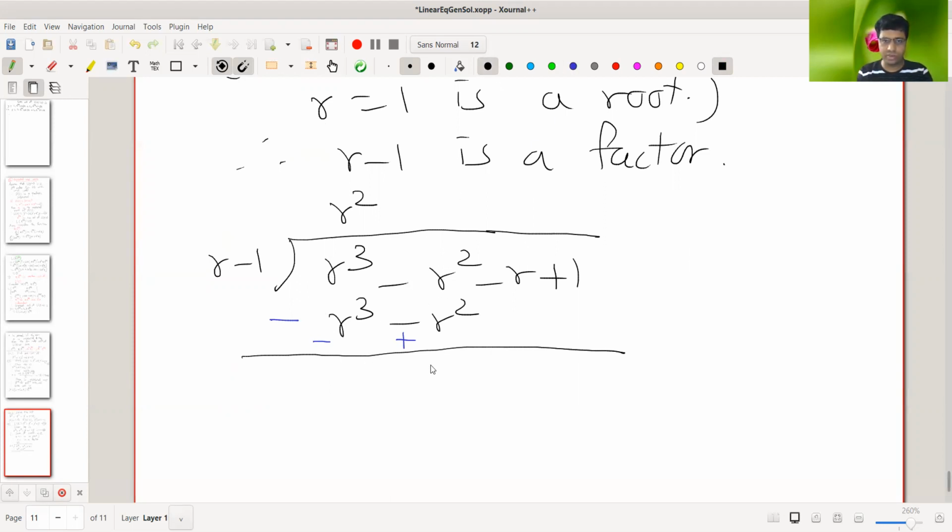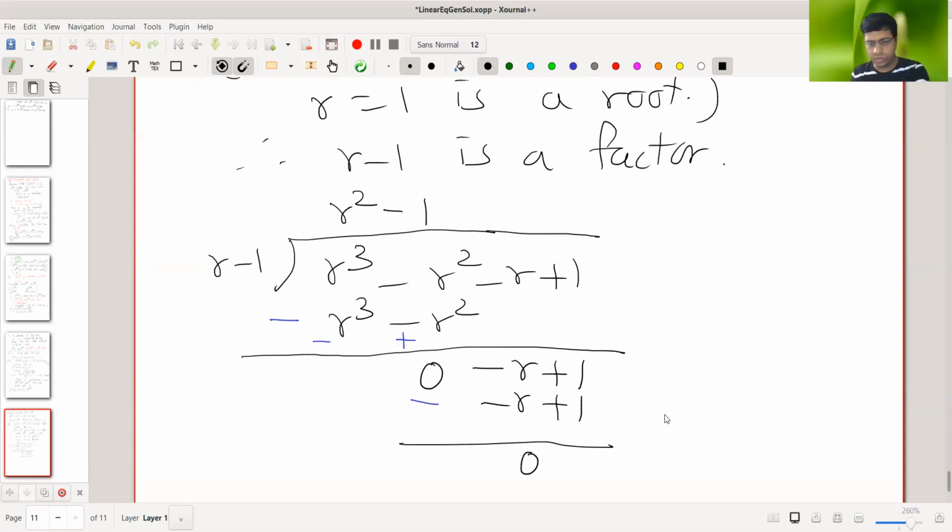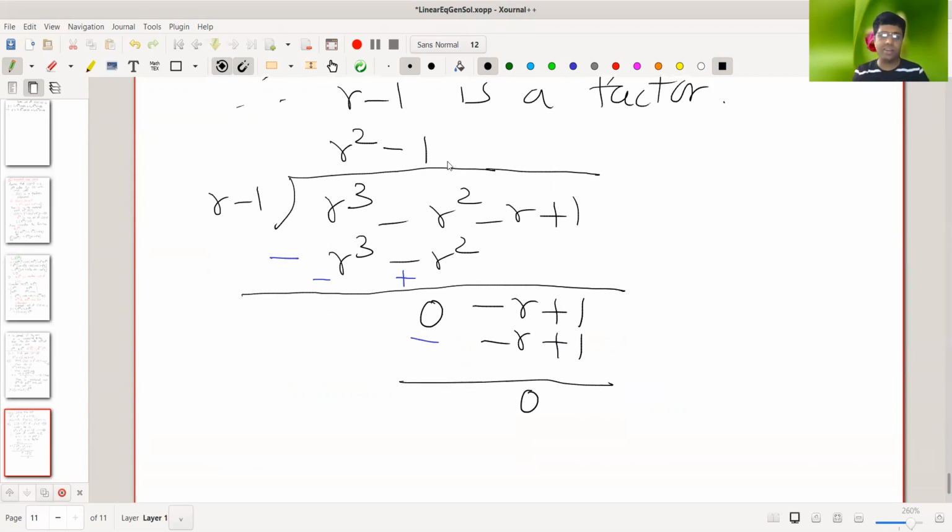This is also 0. And these two terms are there, minus r plus 1. Now again same thing. Here it is minus r, so we take minus 1. So it is minus r plus 1. Again subtraction, so that we get 0. So our quadratic factor is r square minus 1.